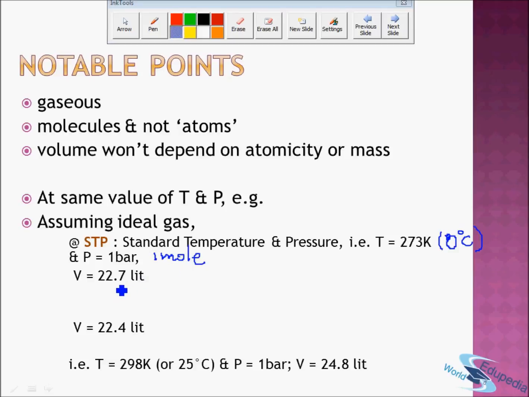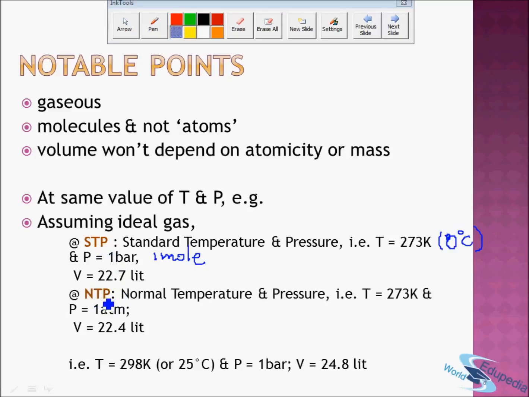Similarly, like STP, there is another condition called NTP. NTP stands for normal temperature and pressure. Here again temperature is 273 Kelvin, that is 0 degree centigrade, but pressure is 1 atmosphere. Now there is a slight difference between bar and atmosphere. Actually 1 bar is equal to 0.987 atm. You don't have to remember this right now. We'll study this in states of matter.